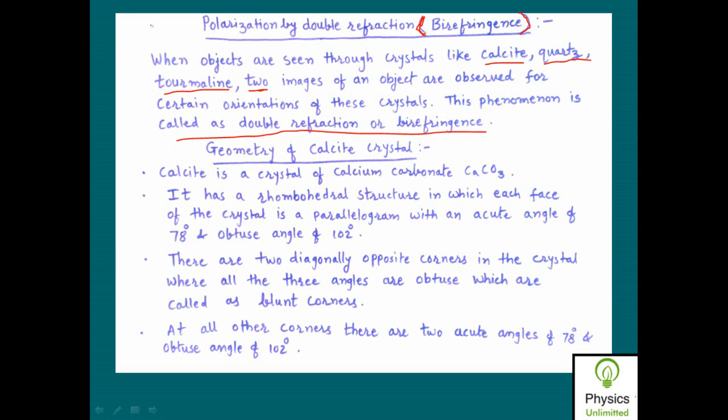Then you might be knowing about isotropic crystals and anisotropic crystals. What is meant by isotropic crystal? You know this, you have studied it in 12th standard. What is meant by isotropic and anisotropic crystals? Hello? Yes. So what is meant by isotropic and what is meant by anisotropic?